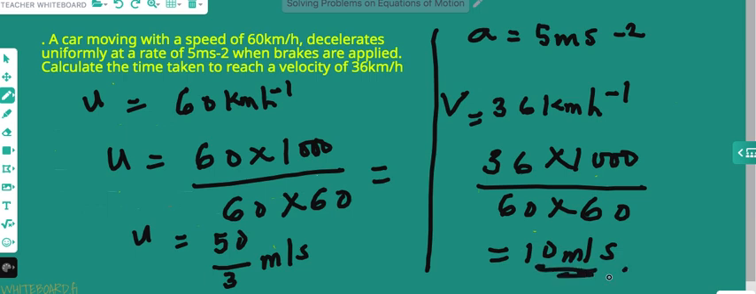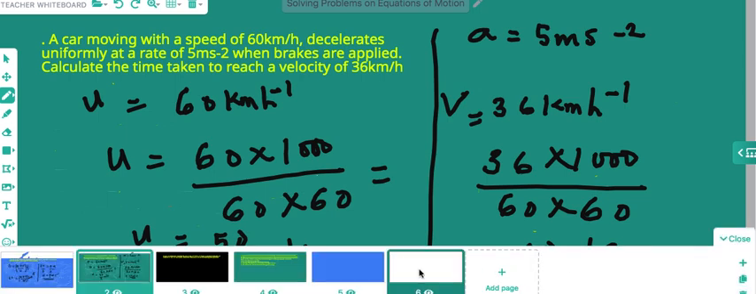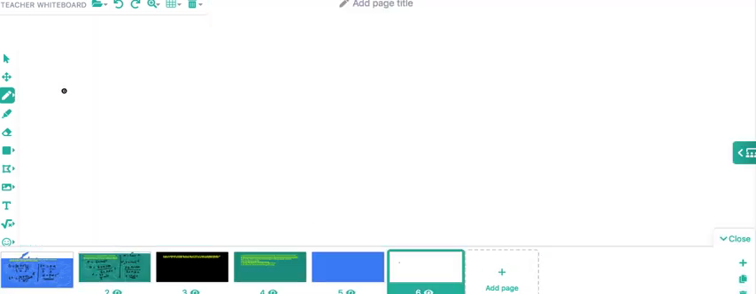Okay, so this one now, we are calculating. We have the initial velocity as 50 over 3, the final velocity as 10, and the acceleration as 5. We are looking for the time taken to reach the place. So let's move to this place and solve here.